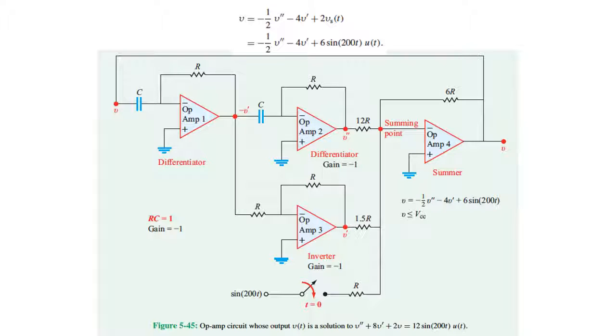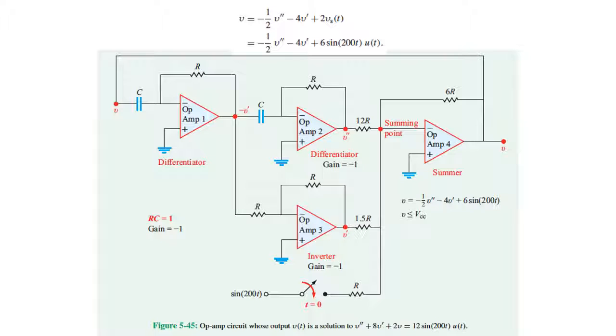Well, we have two differentiators, because we have two derivatives. We're going to have one differentiator because we have one derivative. And then we have the input function, which is going to be our sine of 200t. And we have to add each of those together. Actually, we have to subtract one and add the other.